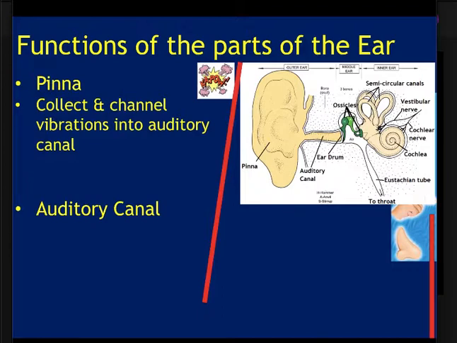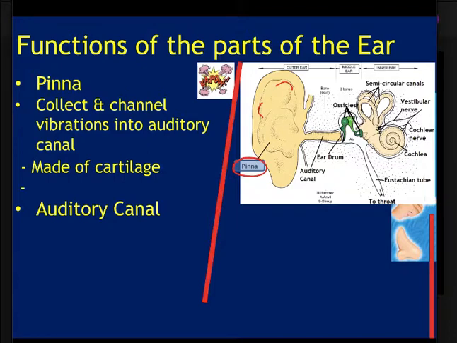So the pinna is what we would call your ear, and its job is to collect and channel the vibrations into your auditory canal. And we've said that all of the wrinkly bits that are around your ear, their function is actually to focus the sound into your ear. It is made of cartilage, so it's not made of bone, so it's much more flexible than bone would be.